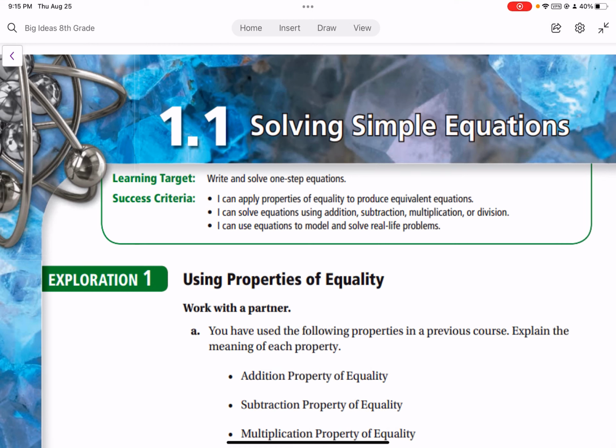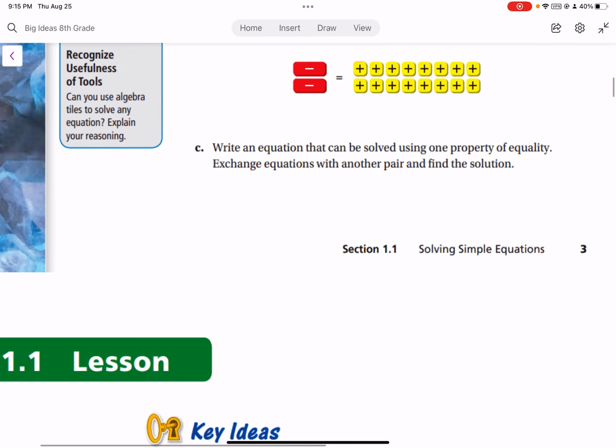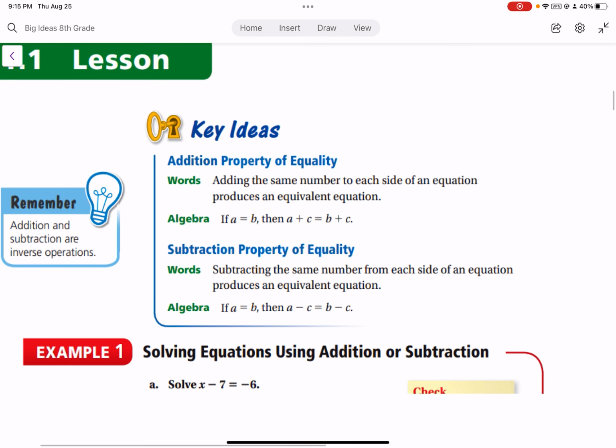All right, this will be a short little video for section 1.1 in Big Ideas Math. This one will talk about solving simple equations. So there are a couple key ideas we really need to think about this section.